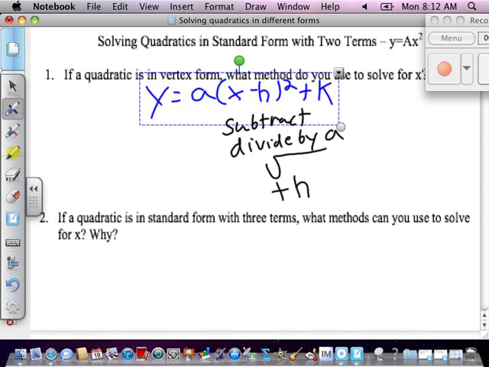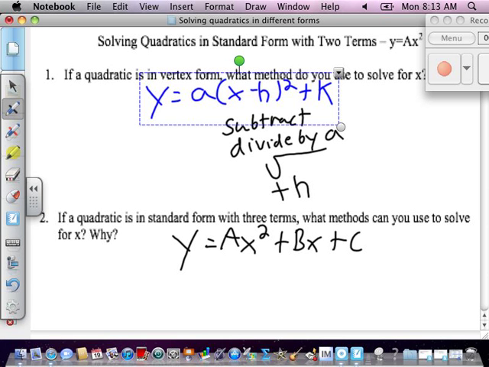If a quadratic equation is in standard form with 3 terms, what method do you use to solve? So let's think about this. What does that look like? What does standard form look like? Do you remember? y equals x squared plus bx plus c. And sometimes we have a letter in front of here, a. What have we had to do if we had something that looks like this? How would we get x by itself? What have we been doing? Yes. We could subtract c, but then we're left with something really funky.